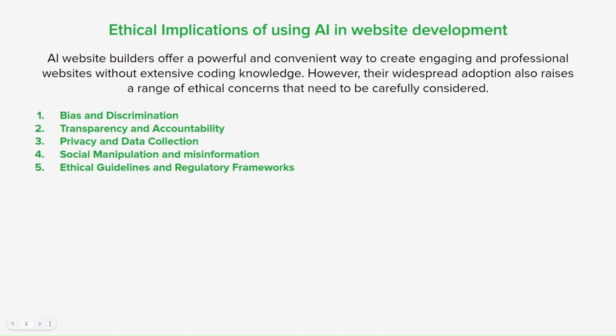As AI continues to evolve, its role in website building is likely to expand, and it's essential to address the ethical concerns outlined in this video, so that AI is used for good and not to harm users or society. Continued research, development, and collaboration among stakeholders are needed to shape a responsible and ethical future for AI in website building as well. So let's talk a little bit deeper about each of these things.